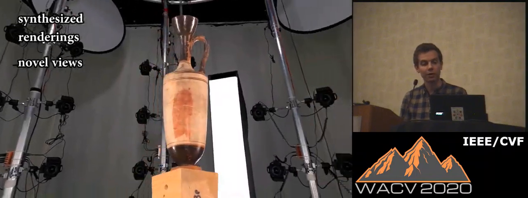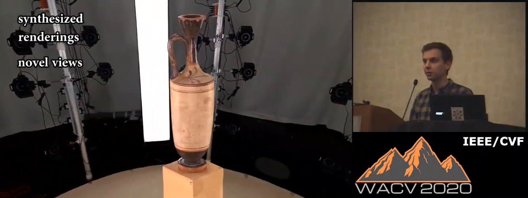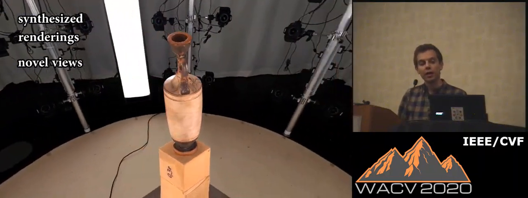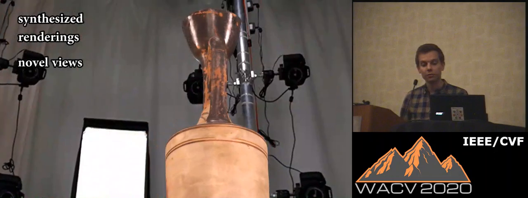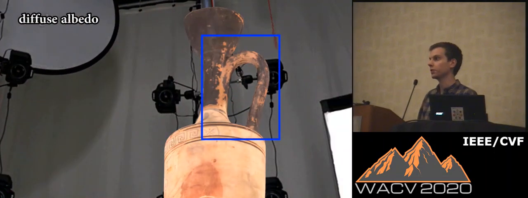And here's another example, which is very challenging because we have sharp reflectance boundaries for this vase. And what is nice about this is the BRDF parameters actually nicely correspond to the physical properties of that object, as you can see here.